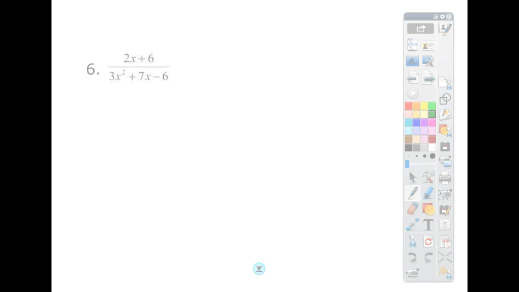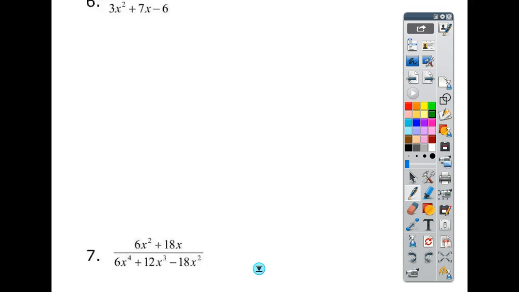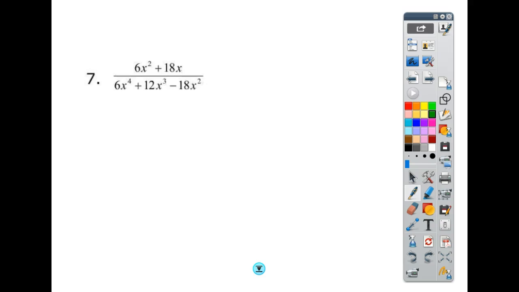Maybe if the Promethean board will cooperate. Okay, so number 7. Look at the top, 6x squared, the numerator, and 18x. What will they both divide by? The biggest thing they'll both divide by is a 6 and an x. So we get a 6 and an x, and when we actually divide it, we get 6x squared divided by 6x. What's that? An x plus 3.